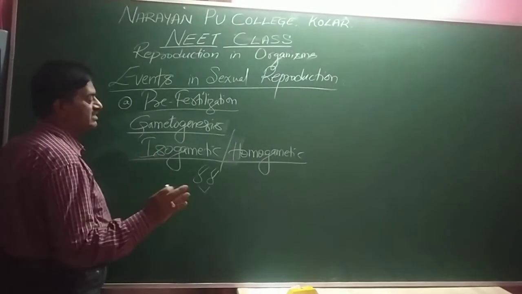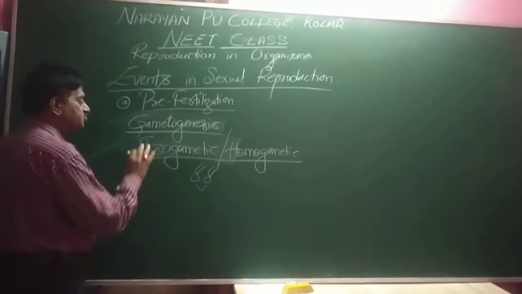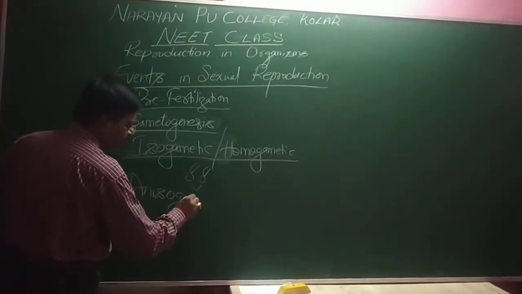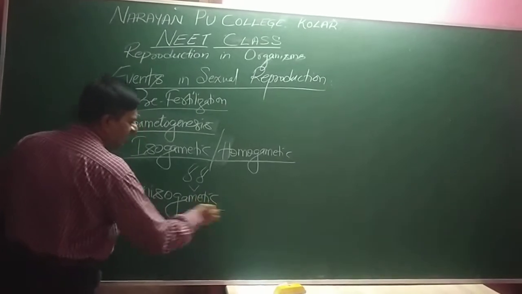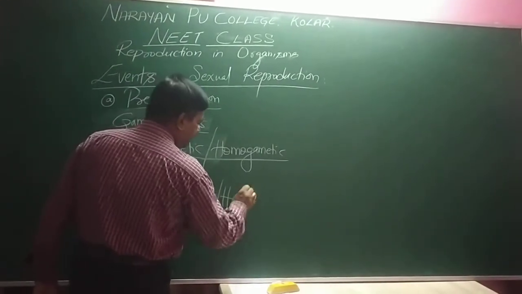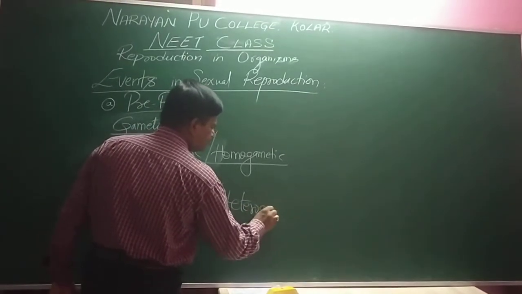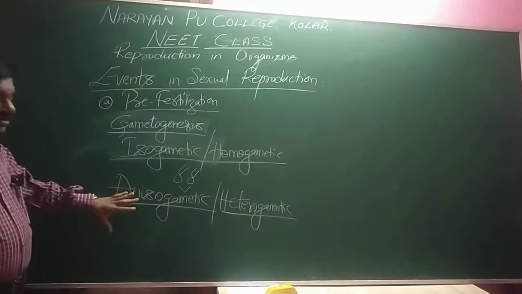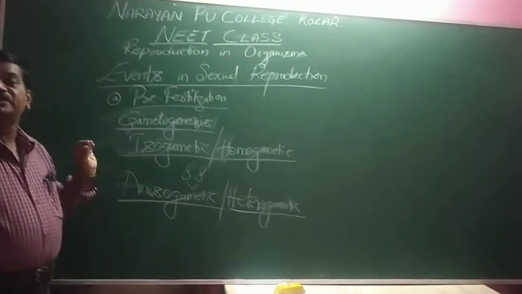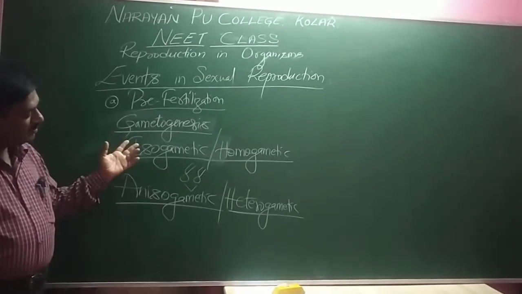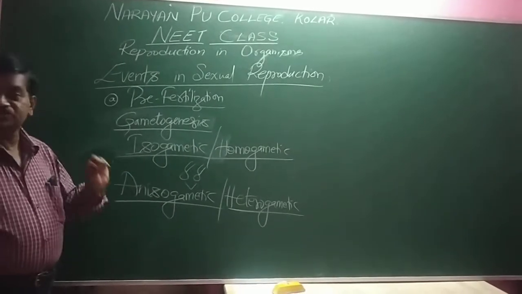Whereas in some other organisms, we use the word anisogamatic, or it is also called heterogamatic. Here, the gametes will be dissimilar. The gametes will not be similar. The male gamete is different, the female gamete is different.